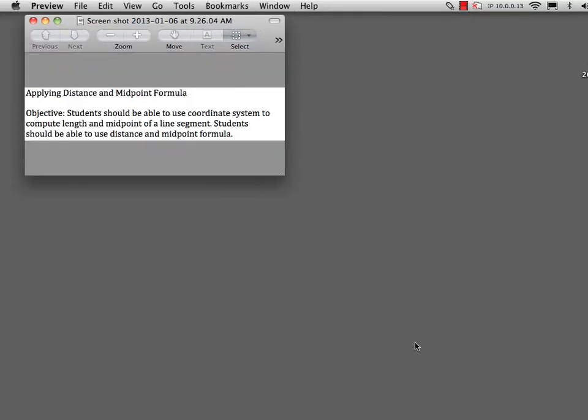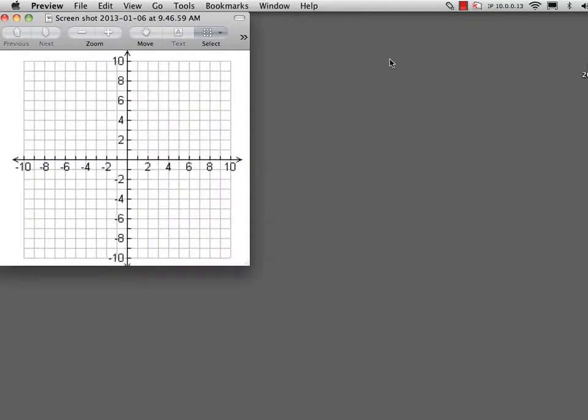This video will be about applying the distance and midpoint formula. The objective is that at the end of this lesson, students should be able to use the coordinate system to compute the length and the midpoint of a line segment. Students should be able to use the distance and the midpoint formula. Everybody should have seen this probably in geometry, so this will be sort of a review. Okay, so let's get started.